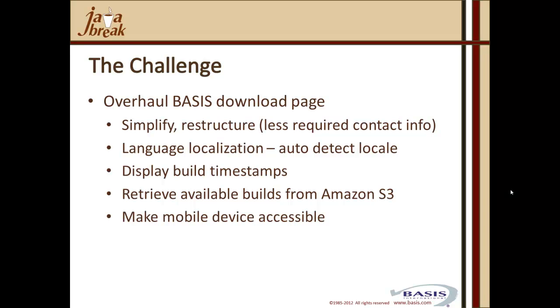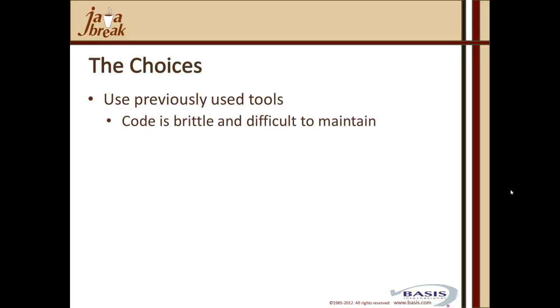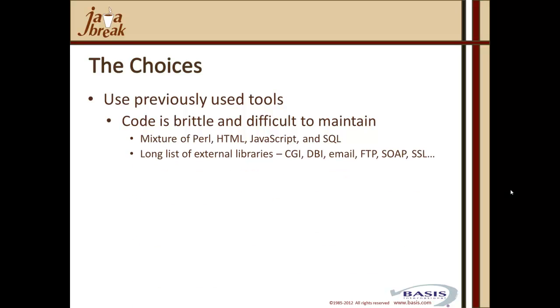For our case study, it's certainly necessary to show you how you can deploy your web application for the various mobile devices. So let's look at the choices we had. We could have used our previous tools. The code was brittle and was very difficult to maintain. It was a mixture of Perl, HTML, JavaScript, and SQL. And for example, Perl had a long list of external libraries. CGI, the Common Gateway Interface, Database Independence Interface, Email, FTP, SOAP, SSL. We were constructing the SOAP envelope, for example, dynamically. And there were several other external libraries, which made the product really brittle.